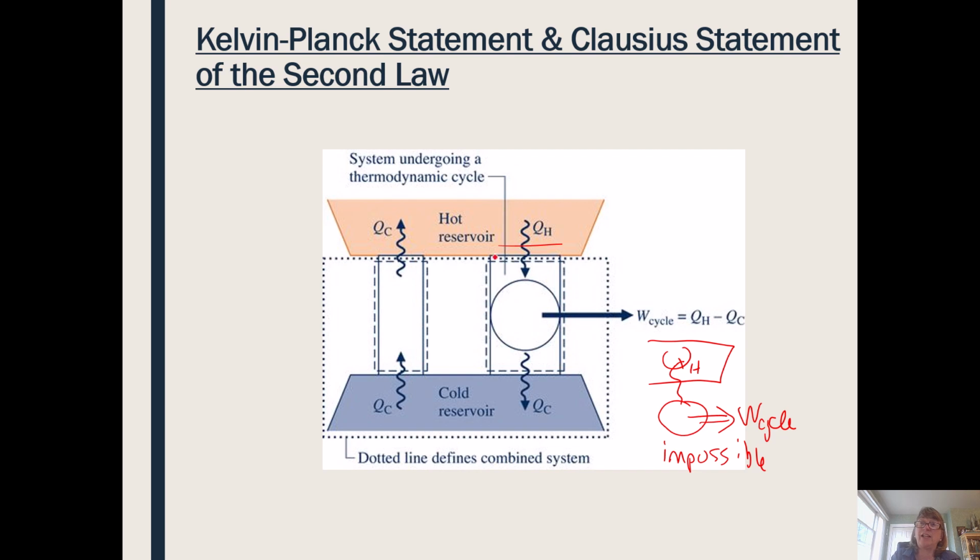And so if we violate the Kelvin-Planck statement, we violate the Clausius statement, because we need that Clausius statement to make this true, but we can't have it go out both directions. And this is where we'll stop, and the next part will be about irreversibilities.